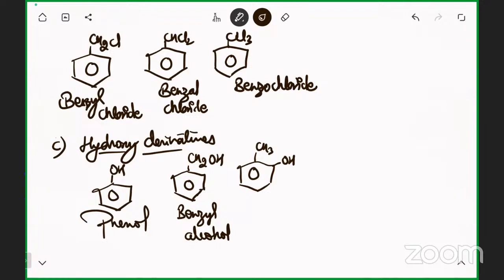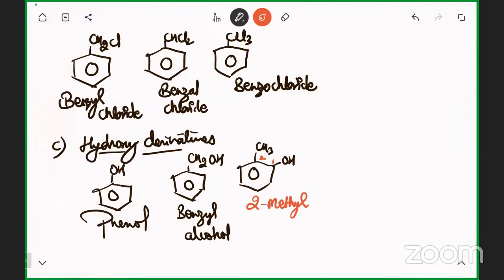You are not revising functional groups. OH, the functional group, has more priority. So it will be 1, 2: 2 methyl.